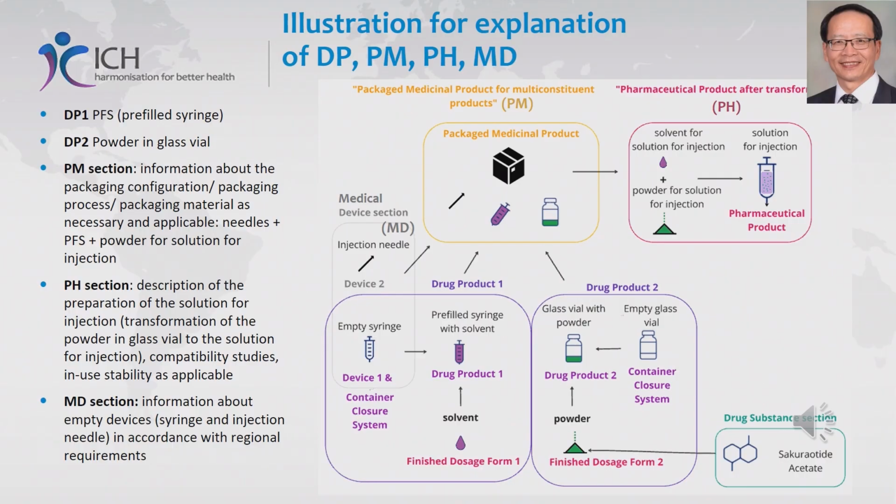So in this simple example, we have drug product 1, drug product 2, and a medical device. We have a medicinal product, a packaged medicinal product, and a pharmaceutical product after transformation. So hopefully this gives you some idea of how the information is organized together to provide a complete package for submission and approval.